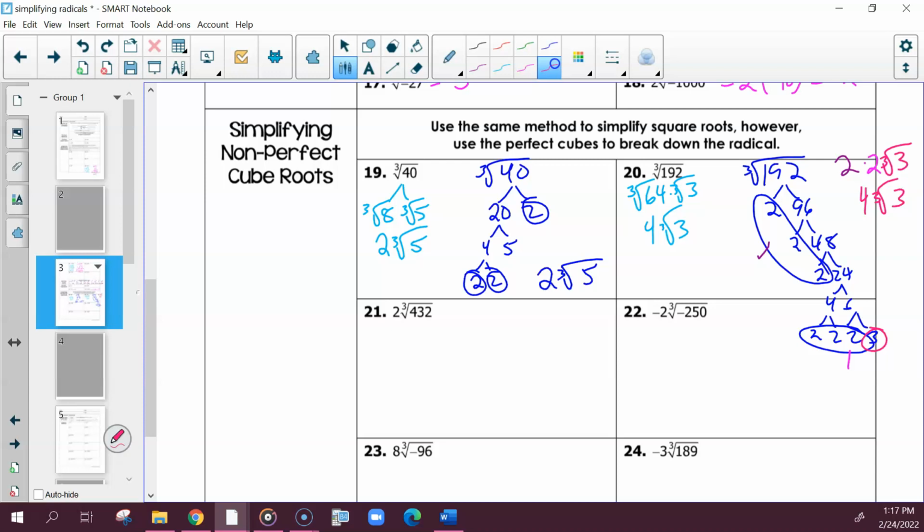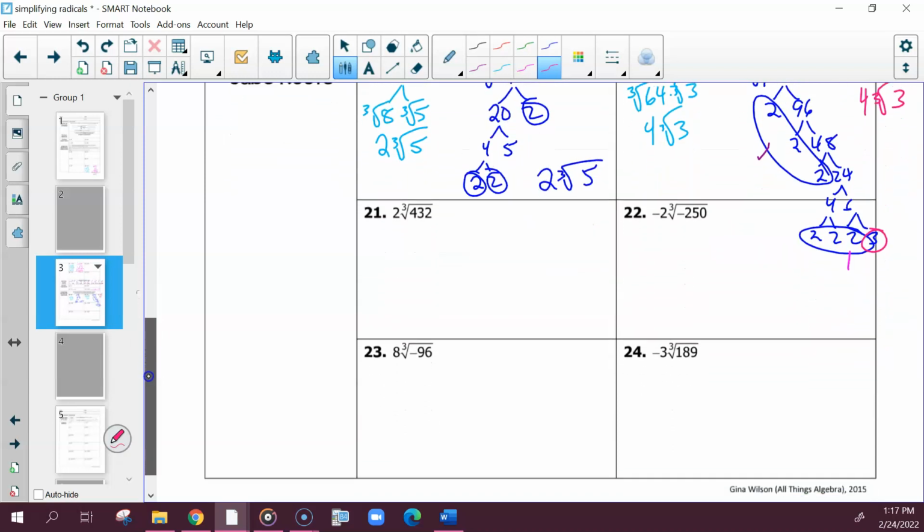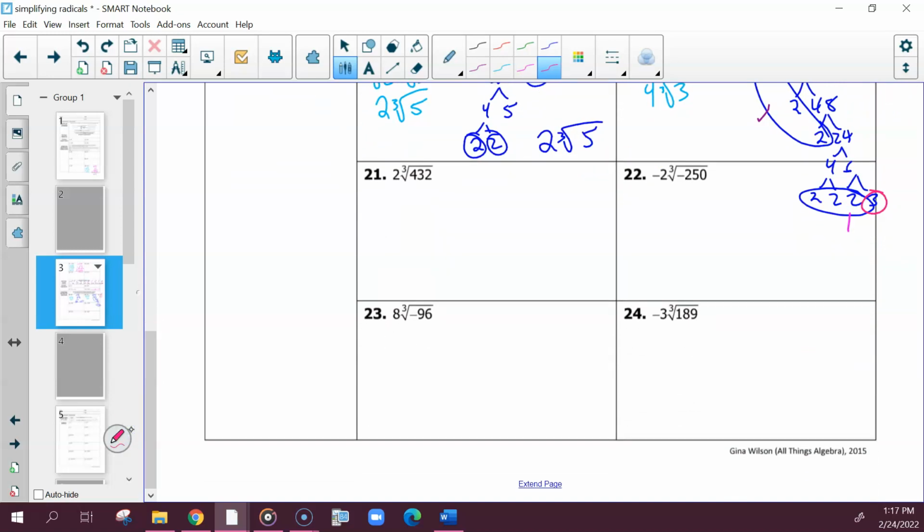So it's a longer process if you do it that way, but you can still get to that final answer if you do it that way. All right. Now let's do a couple examples where we have some negatives.